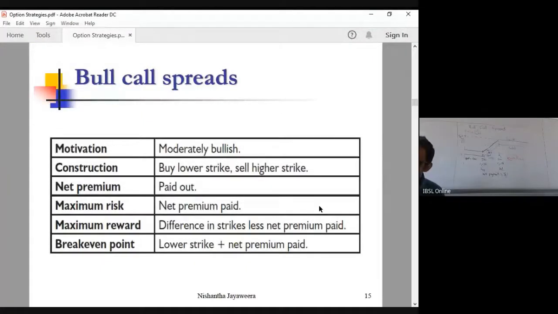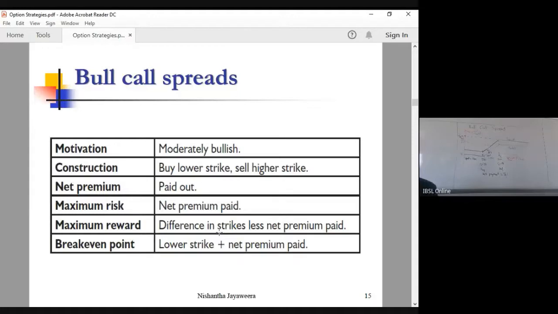So for a bull call spread, what is the motivation? Moderately bullish. That means the price will go up, but by a moderate amount. Construction: buy the lower strike and sell the higher strike. Net premium paid out. Maximum risk is the net premium you paid. Maximum reward is the difference in strike prices minus the premium that you paid. Break even point is the lower strike price plus the net premium paid. In this case lower strike is 550, premium paid is 18. So 550 plus 18, 568 is the break even point.